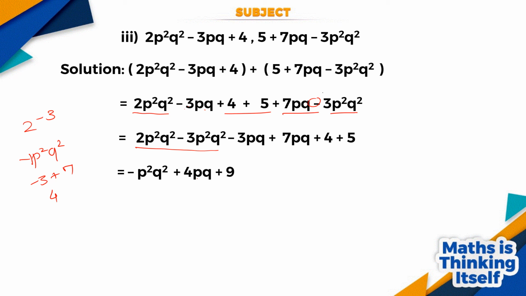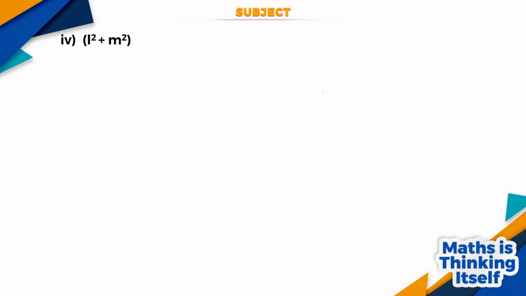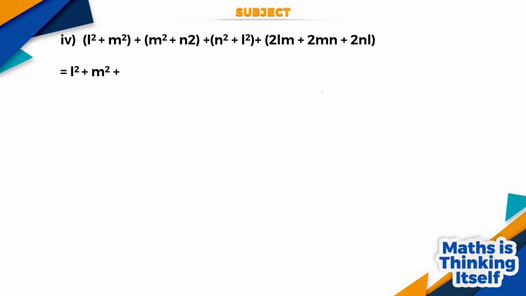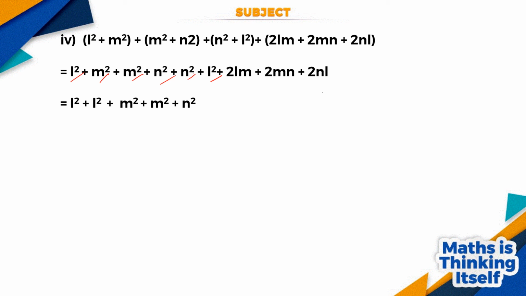Now we take the last example, fourth example from this, which is very important. Now look at, write in the addition, then open the brackets, then after combining the like terms. So we have to find out the L square, here L square, here M square, M square, N square, N square. Combining them, L square plus L square, M square plus M square, N square plus N square, 2LM, 2MN and 2NL. So L square plus L square, 2L square, M square plus M square, 2M square.